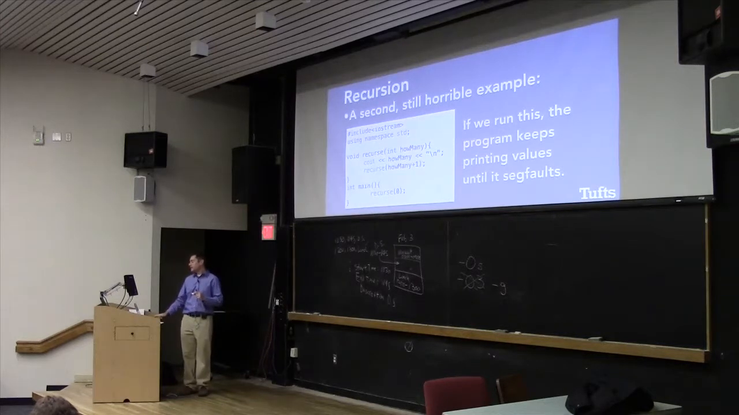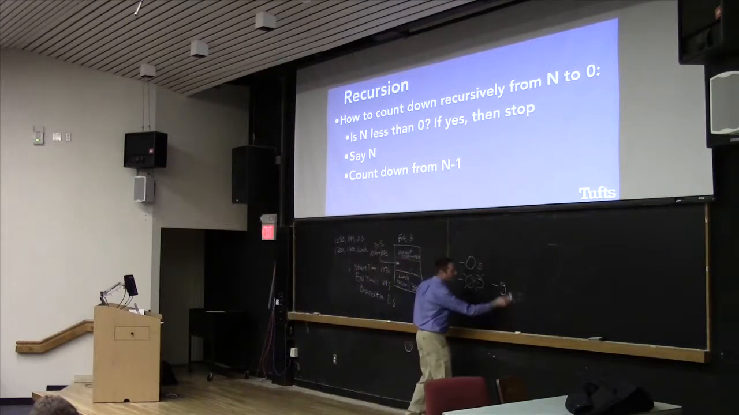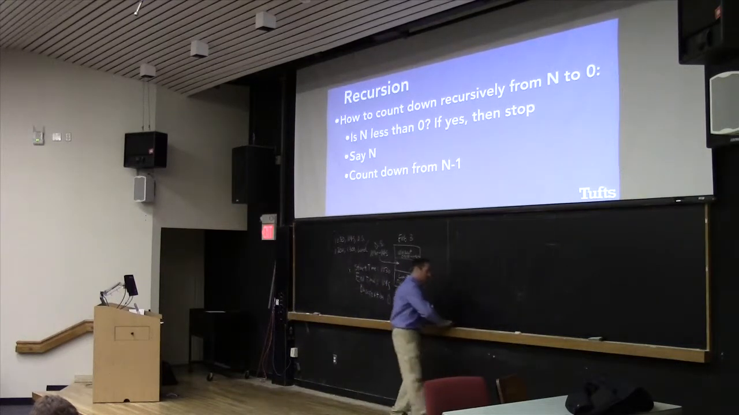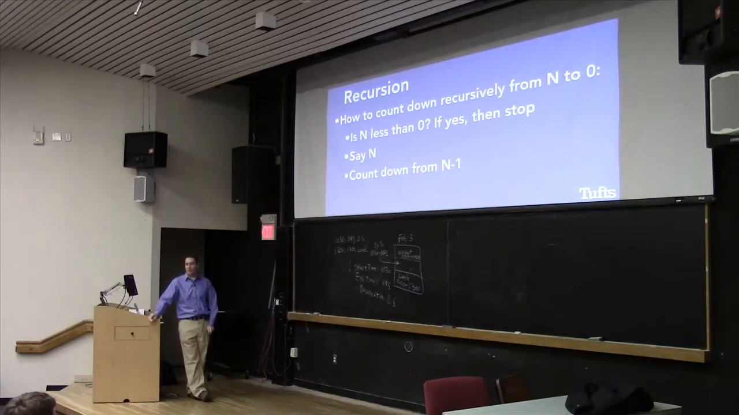OK. Let's stop with these silly examples. Let's talk about another example of how we could use recursion to solve a problem. Let's say we want to count down recursively from some number n down to 0. Here's the algorithm that we're going to use to do it. We're going to pass in this number n, and first we're going to say, is n less than 0? Because we're counting all the way down to 0. If n is less than 0, stop. You're done. Otherwise, say n, or in our case, print out n if we're doing a program. And then count down from n minus 1.